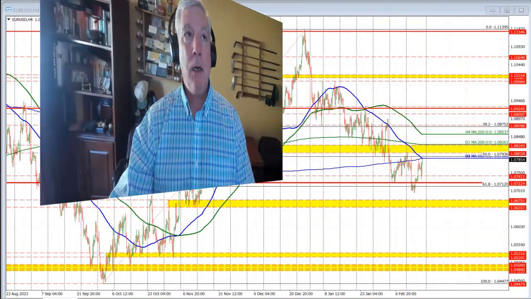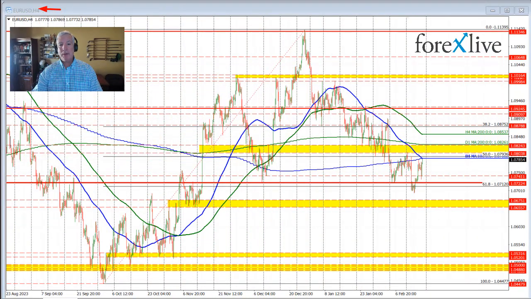Let's get started. I'm going to focus here on the 4-hour chart. Why? Because there are a lot of technical levels and key levels in play for this currency pair. So let's take a look at them.